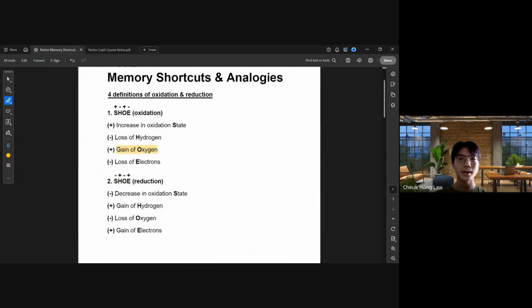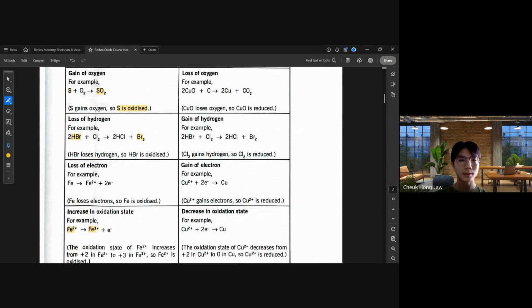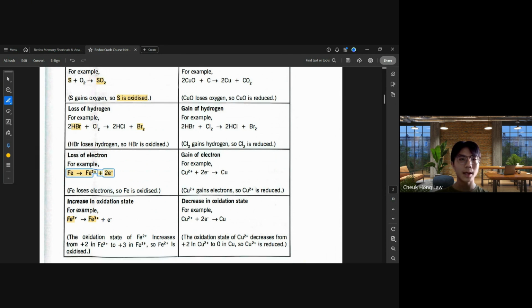And finally, the last definition will be loss of electrons. For example, let's look at this equation here. Fe loses 2 electrons to give you Fe2+. Fe is your iron metal, right? And it loses 2 electrons to become your iron(II) ions. Your metals lose electrons to form positive ions. So this is an example of iron being oxidized.